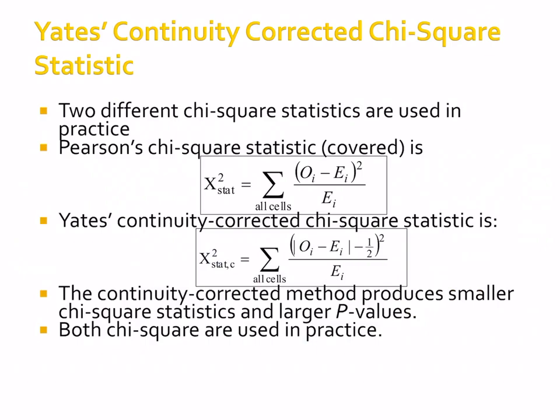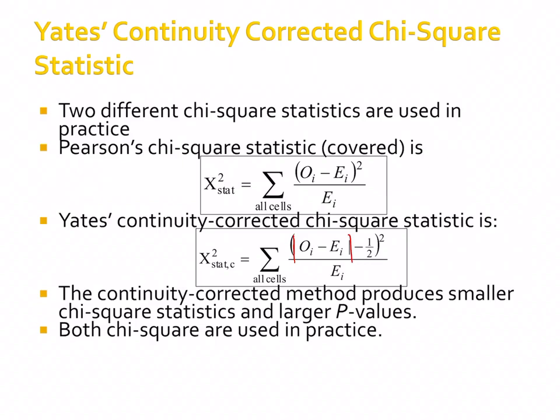There is one more, the Yates continuity corrected chi-square statistic. Two different chi-square statistics are used in practice. You have Pearson's chi-square statistic, which is what we just went over, and then you have Yates chi-square statistic, whose formula is very similar. However, you take the absolute value of observed minus expected, subtract a half, and then square. The continuity corrected method produces a smaller chi-square statistic and a larger p-value.